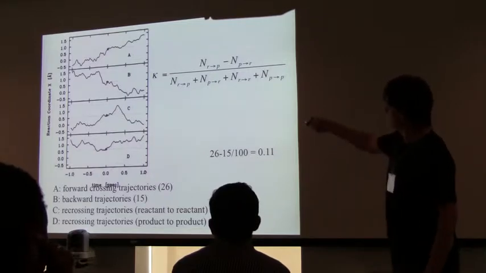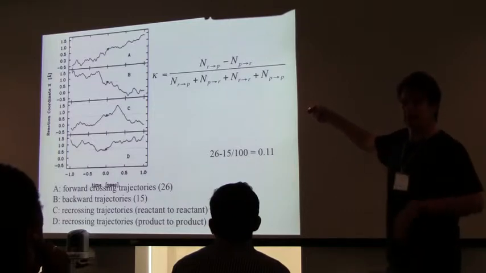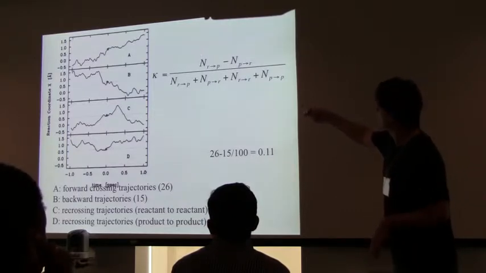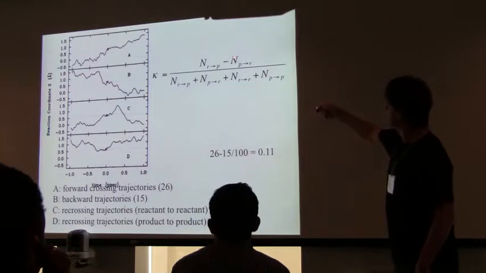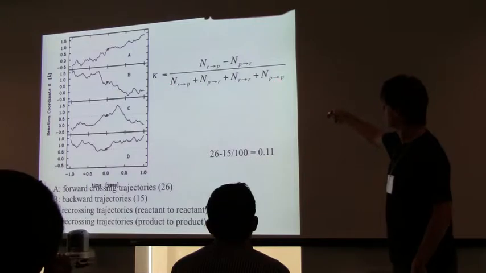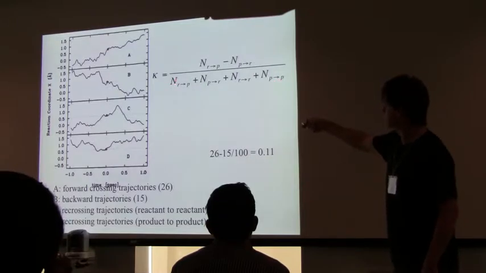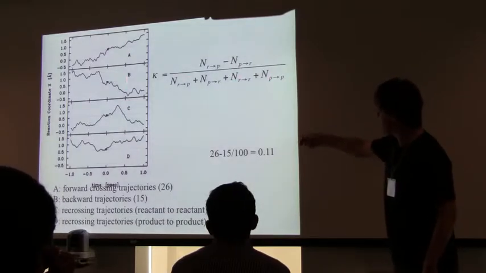And so if you look at the transmission coefficient I was telling you before, it's this kind of Heaviside function, but in fact you can reformulate it. It becomes the number of trajectories that went from the reactant to the product, minus the number of trajectories that went from the product to the reactant, divided by the total number of trajectories that I ran. Others were from the reactant to the reactant, and others from the product to the product. So here I show you an example of each.